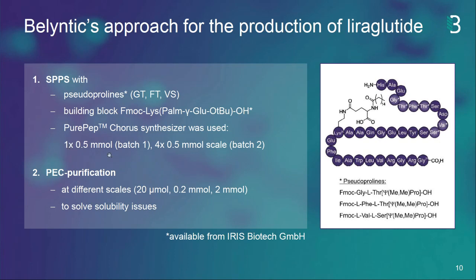First, we synthesized 0.5 millimole in batch 1, and then we synthesized 4 times 500 micromole of the peptide. After that followed the PEC purification at different scales. So we did it once with 220 micromole, then with 200 micromole, and in the end with 2 millimole of the crude. And we were especially interested in solving the solubility issues with liraglutide.